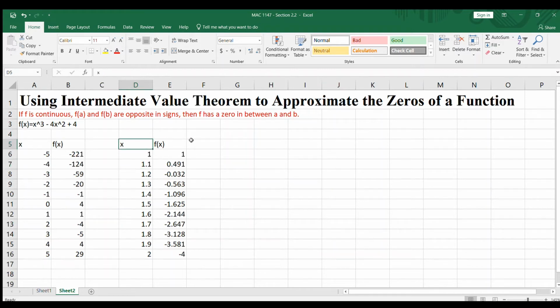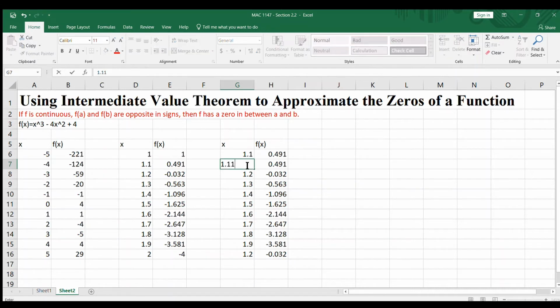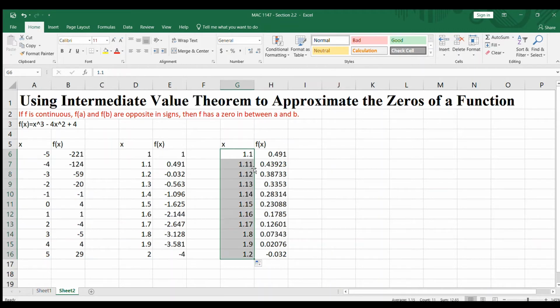So next, we are going to copy the table again to another cell. Now we know that the solution must be in between 1.1 and 1.2. There are going to be 1.11, 1.12. You just need to select the first 2 cells and double click. Now look at f on the right hand side here. We now know that our solution must be in between 1.19 to 1.2. That is because the value of f of x at x equals 1.19 is positive, but then when x is 1.2, the value is negative.